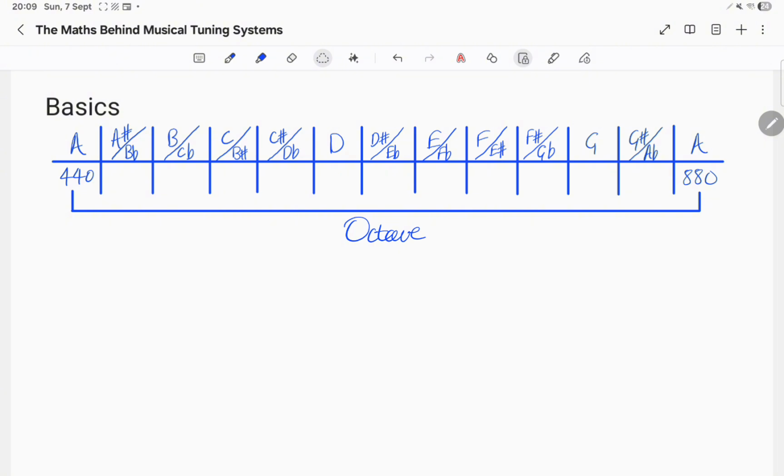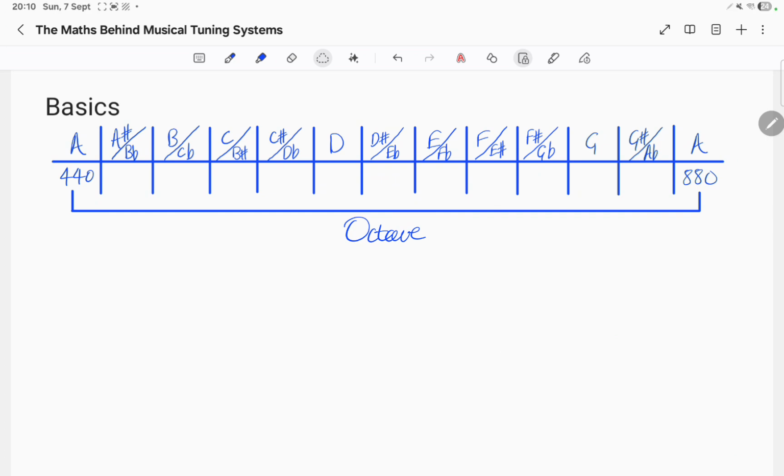For those who don't know, in Western music, an octave consists of 12 steps known as semitones, or halftones, depending on if you're British or American. In the English-speaking world, these notes are known as A, B, C, D, E, F, G, and also these letters with sharp signs and flat signs.